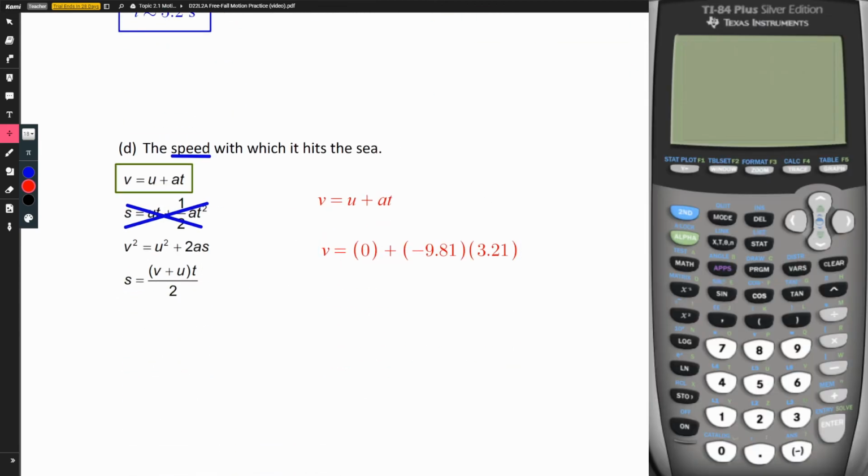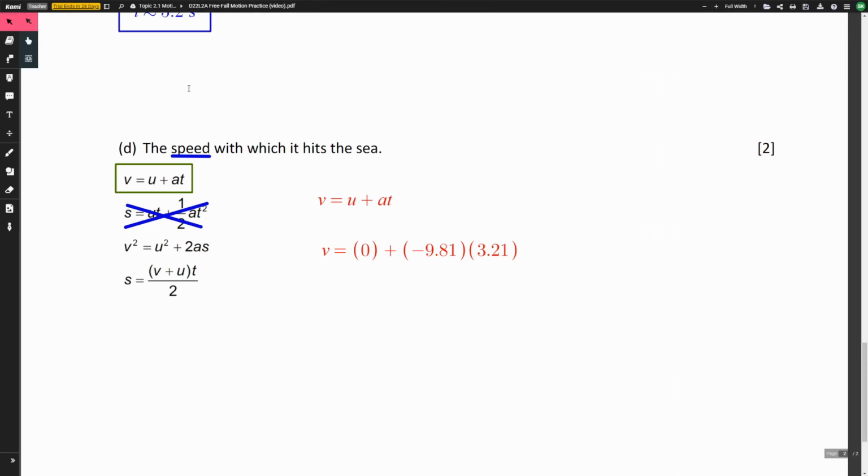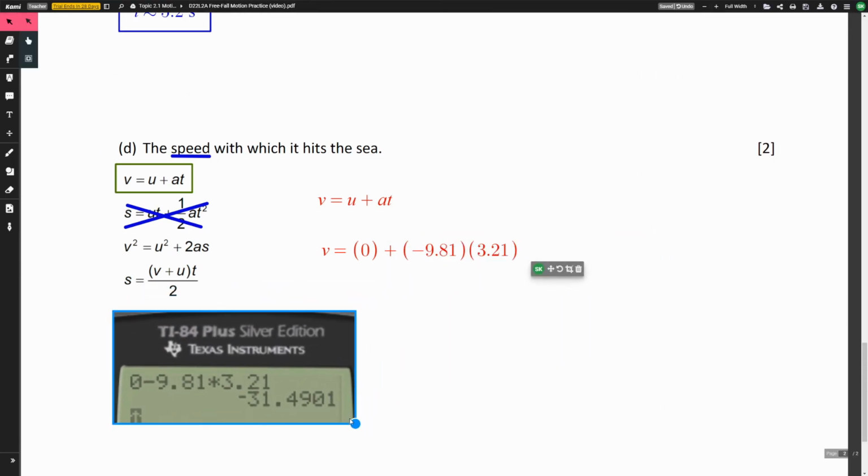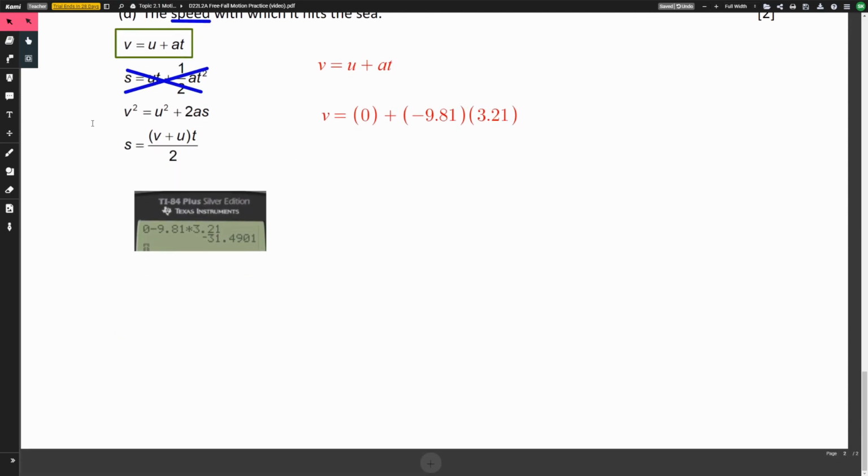We'll pull up our calculator and we'll throw these numbers into the calculator. So we have 0 minus 9.81. Instead of doing plus a negative, I just did minus, times 3.21. And so we get this answer. I'll take a screenshot of it and paste it into my file.